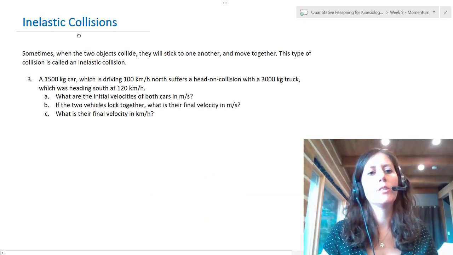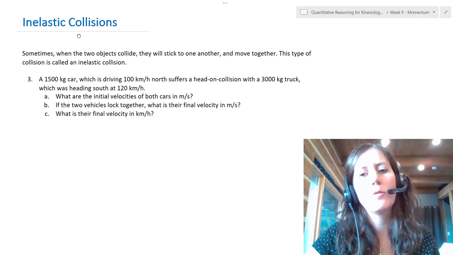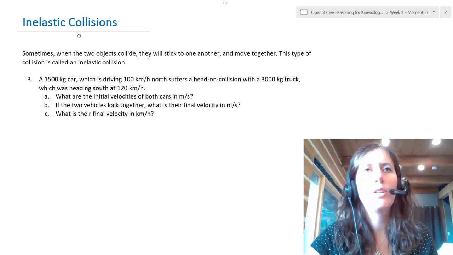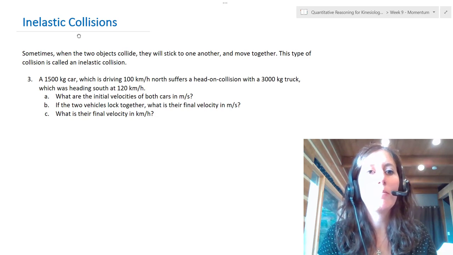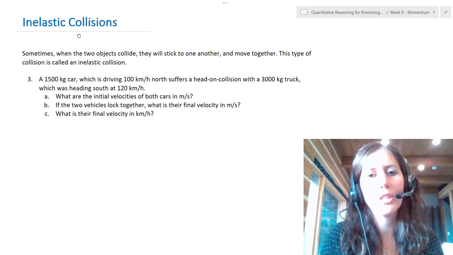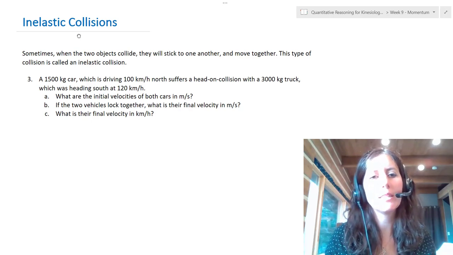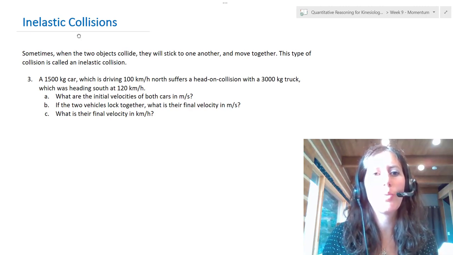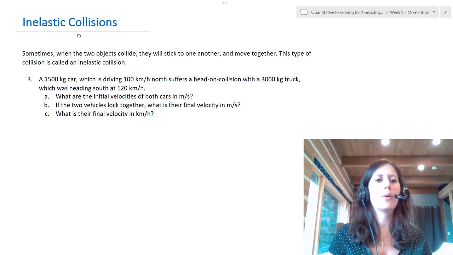Inelastic collisions. Sometimes when two objects collide, they will stick to each other and move together. And this type of collision is called an inelastic collision. So let's say you have two pieces of clay and they get thrown at one another and then they move, but they're moving together because they're stuck together. That would be an inelastic collision. The formula that we're going to use is pretty much the same, except after two things are stuck together, when they move together, we're going to treat them like they're just one bigger object rather than two small objects. Okay, so let's go ahead with question 3.